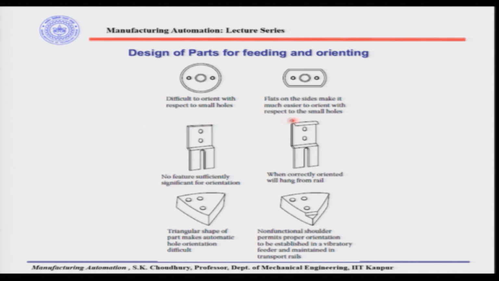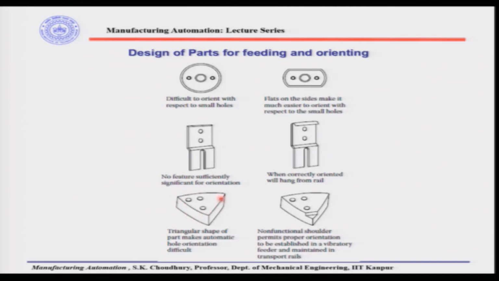Whereas, by making this small change in the design, we are facilitating the part to hang on the wire, and it can actually wire on any kind of rail, so that it can be transmitted in a proper way. In this design, for example, the triangular shape of the part makes automatic hole orientation difficult. Now, here is a triangular shape. So, either it can come this way or with this edge or with this edge, then it will be difficult to orient the part with respect to these holes.